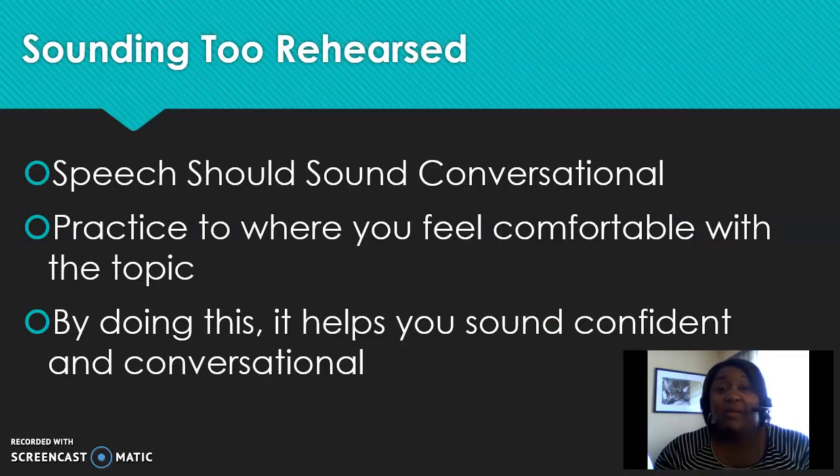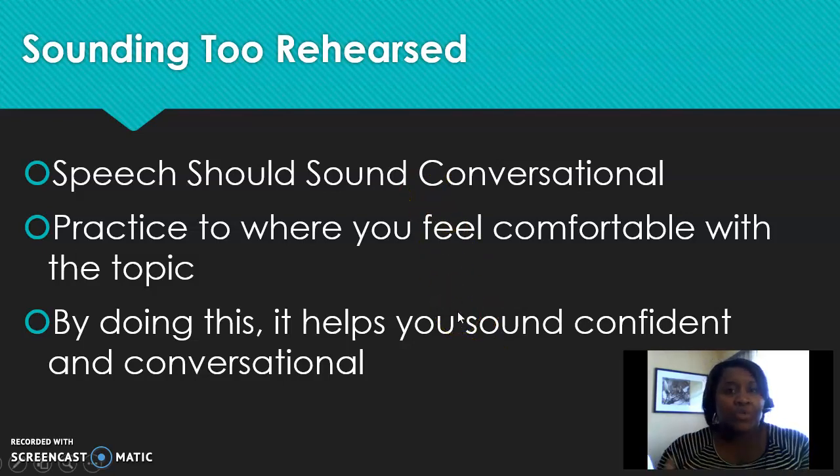The next thing is sounding too rehearsed. If you have not practiced your speech, you'll find yourself just reading the outline word for word, and it'll sound very rehearsed. You'll sound like a robot and as if you're just going through the motions of your speech. If you practice it enough, and if you're knowledgeable on the topic and you like your topic and you're comfortable, you will end up sounding more conversational. It just sounds as if you're just talking to a friend.